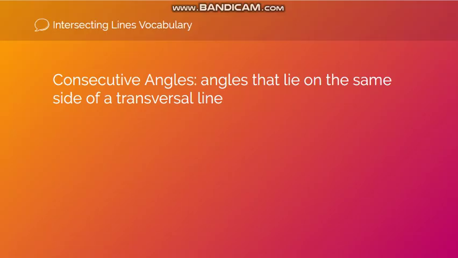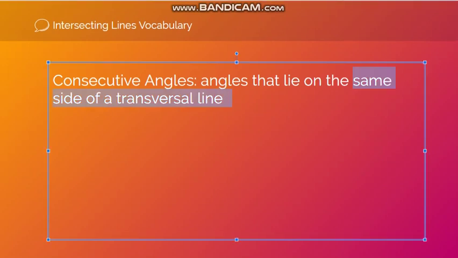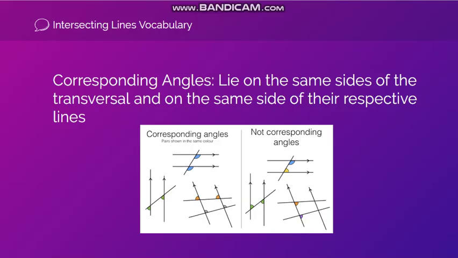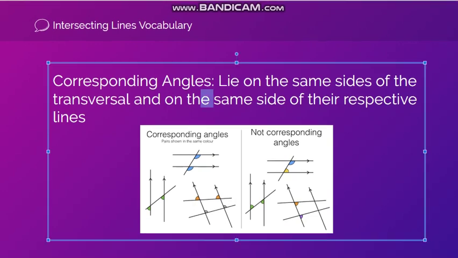Then we have consecutive angles that are on the same side of the transversal line. Same side of the transversal line, interior, between the lines, exterior, outside the lines. So consecutive interior, consecutive exterior. And then we have corresponding angles. They are on the same side of the transversal and the same side of their respective lines.